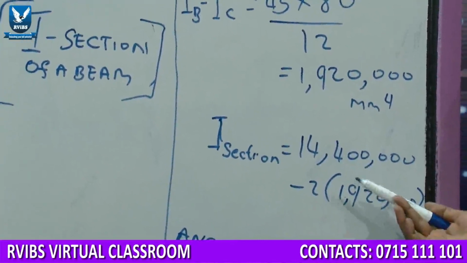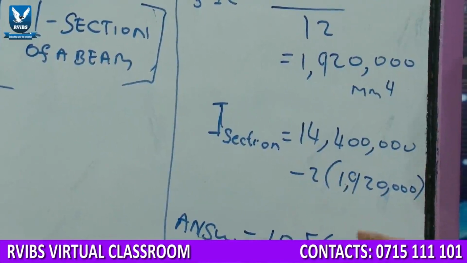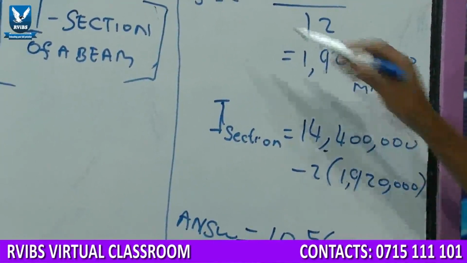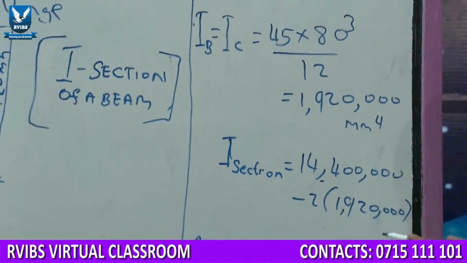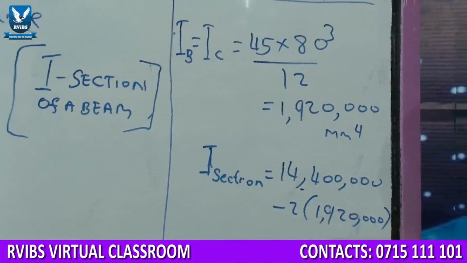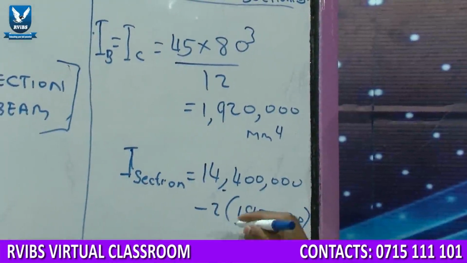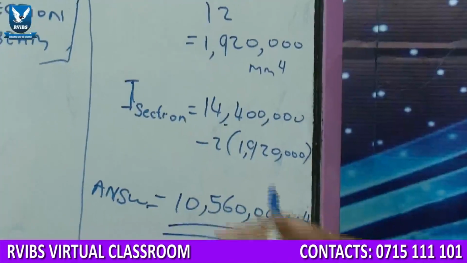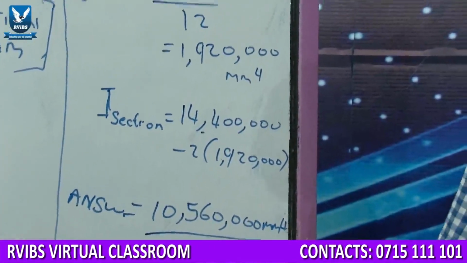For the I section, as we have seen, the moment of inertia, or second moment of area, will be given by the moment of inertia of rectangle A, subtract the moments of inertia of rectangle B and C. But the moments of inertia of rectangle B and C are equal, so it is like multiplying the moment of inertia of rectangle B or C by two, resulting in the answer we have here, 10,560,000 millimeters raised to power 4.